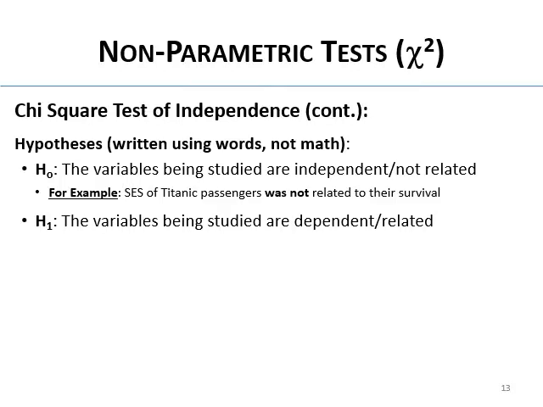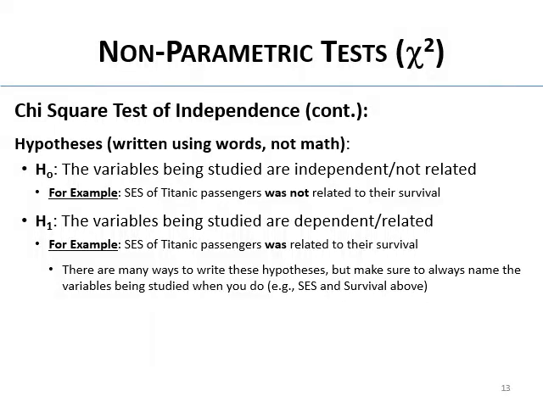Your alternative is the variables being studied are dependent or related. So for example, the SES of Titanic passengers was related to their survival. There are a lot of different ways you can write these because it's words, but make sure to always name the variables being studied when you do it. So in the examples above, they both mention SES and survival, right?